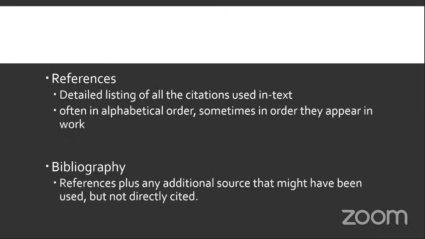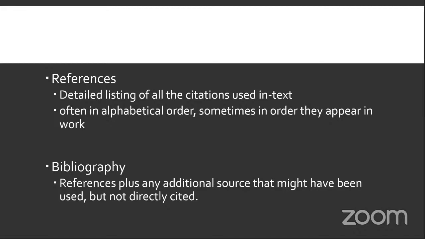So references and bibliography, as we mentioned, the references basically is a detailed listing of all the citations you have used in text. Often they are written in alphabetical order, but there are some journals which may prefer them to be added in the order that they appear in the work. So that way also you can write these statements or references.